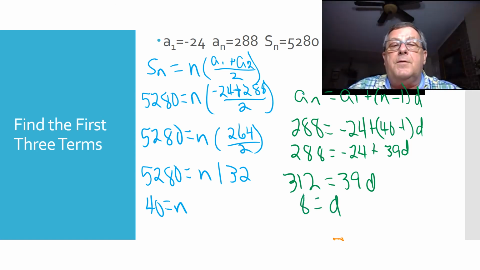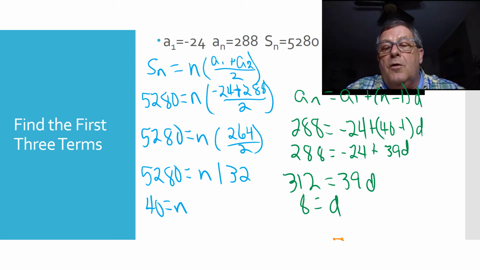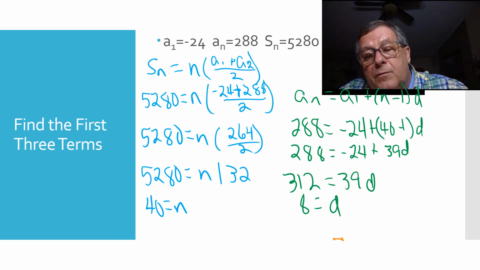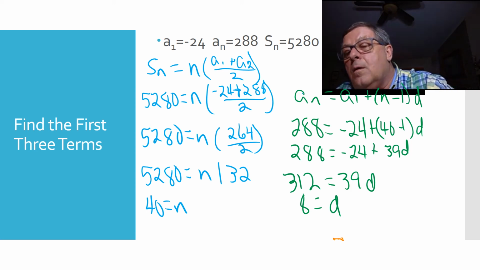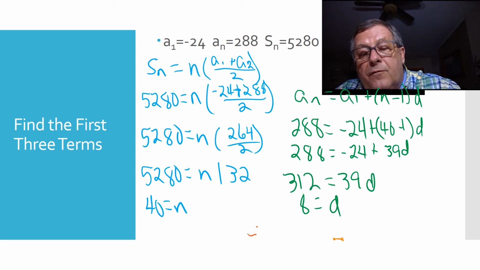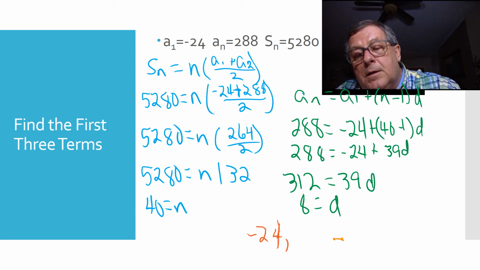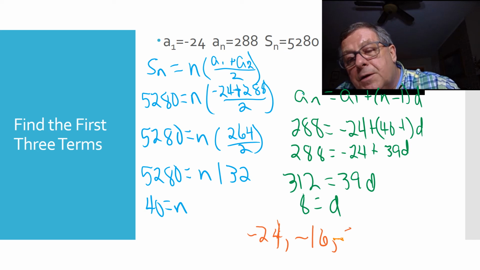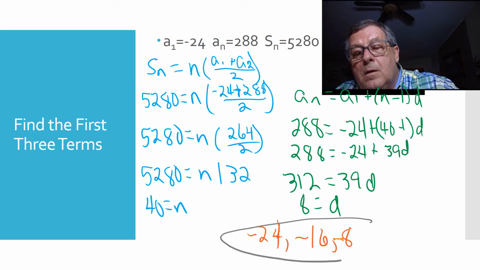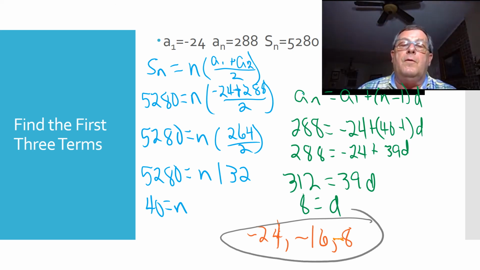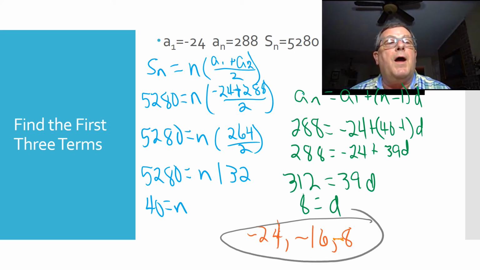And now we're ready to provide the first three terms. Our first term we were given, which is negative 24. Negative 24 plus 8 is going to be negative 16. And negative 16 plus 8 is going to be negative 8. And guess what? We've got the first three terms. We are such tremendous mathematicians.